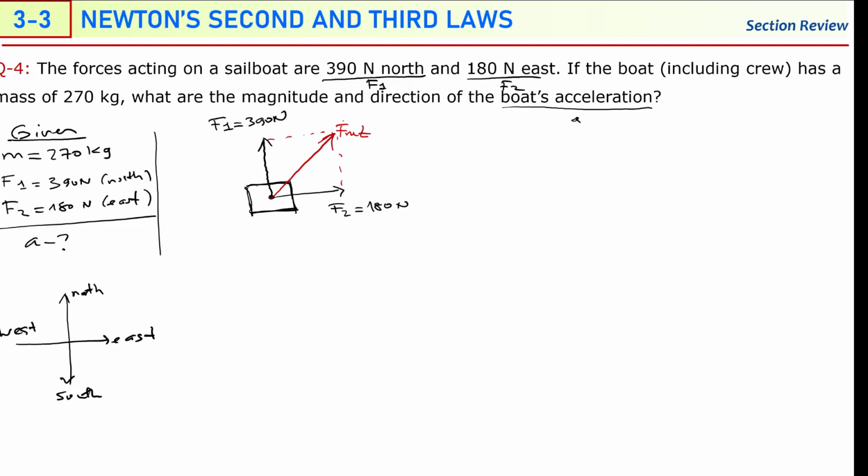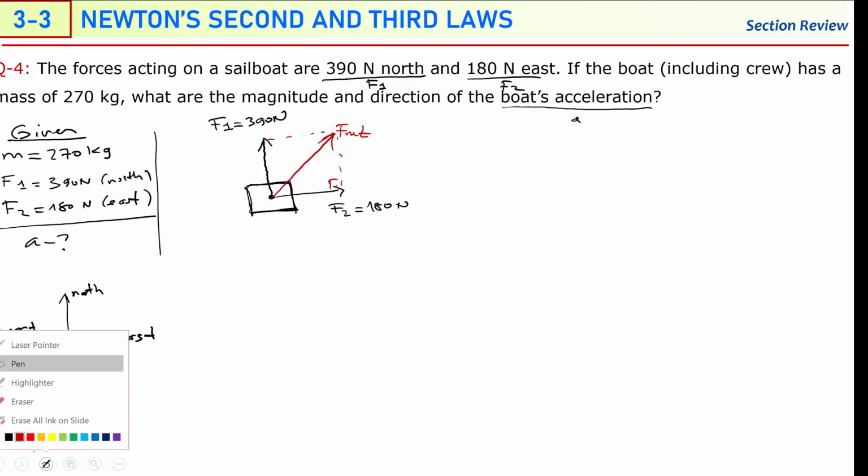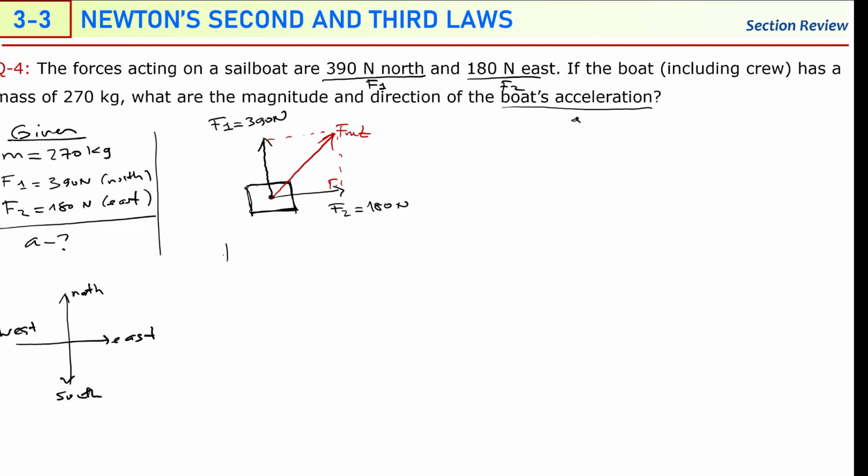So we are going to add them as vectors, and I can calculate this resultant force, F net, the external force acting on the boat. By using the Pythagorean theorem, we can calculate it. According to the Pythagorean theorem, F net must be equal to the square root of F1 squared plus F2 squared. So let's get F net. F net is going to be the root of 390 squared plus 180 squared. So get its square root. Let's use the calculator for getting the answer.